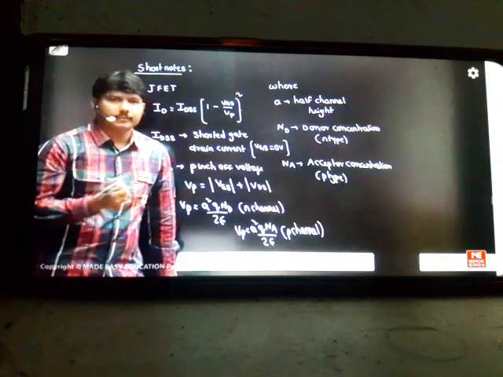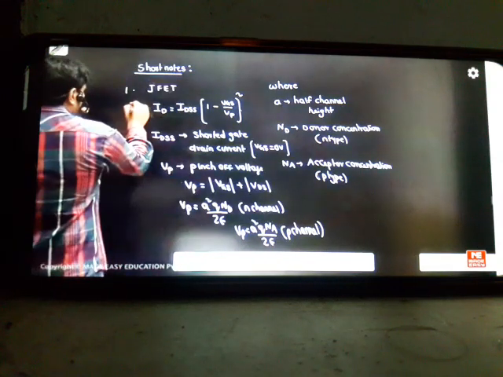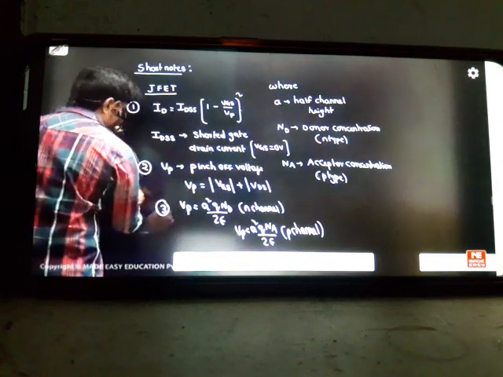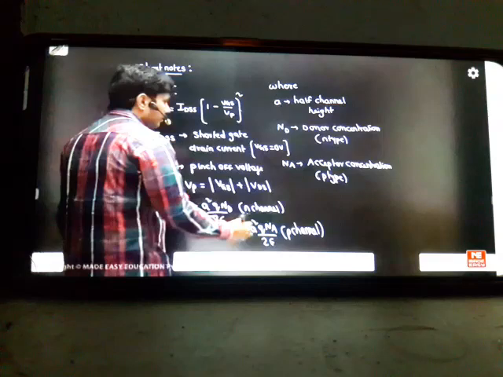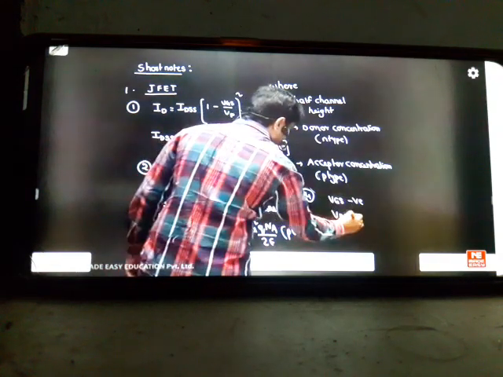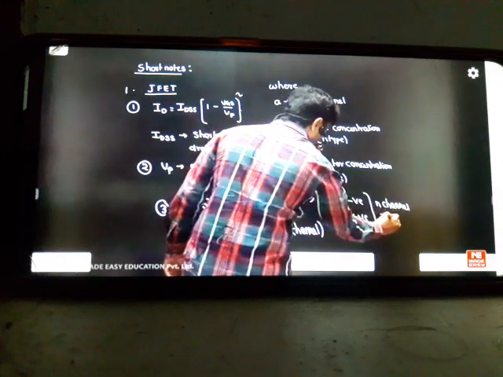Very simple things. And one or two more important things you have to keep in mind. You take this as one important formula, this as a second formula, and this as a third formula. You can take 3 points like this. Fourth point is the notation signs. VGS should be negative and VDS should be positive. These are the notations for N channel JFET.